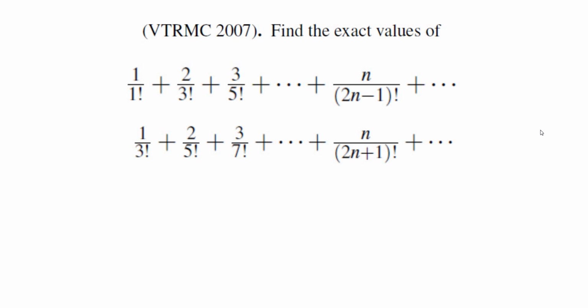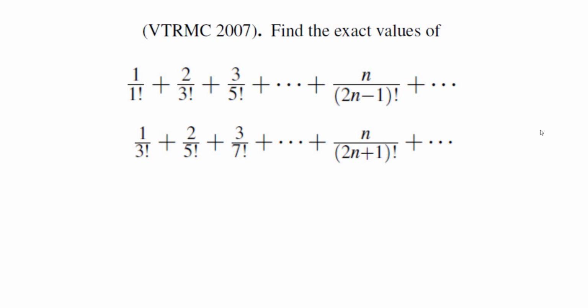The problem is asking us to evaluate two sums. The first one is 1 over 1 factorial, 2 over 3 factorial, 3 over 5 factorial. The general term of this sum is n over (2n minus 1) factorial. And the second one is the sum of n over (2n plus 1) factorial when n starts from 1 to infinity. Looking at these two sums, I realize that the denominators are all factorials.